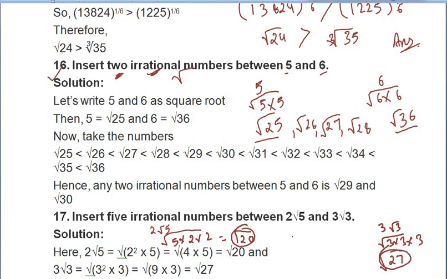So I am getting two numbers, under root 20 and under root 27. There will be so many numbers from here to here: under root 21, under root 22, under root 23. Here I have to write 5. So I will write under root 21, 22, 23, 24 and under root 25. These are the answers of irrational numbers.